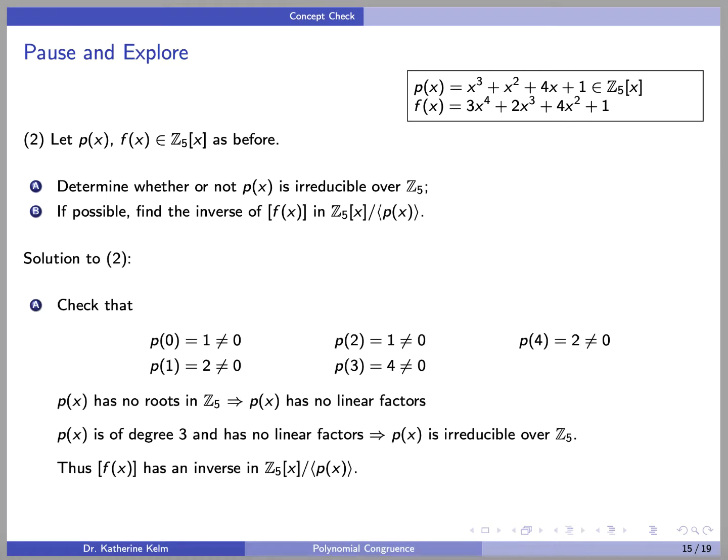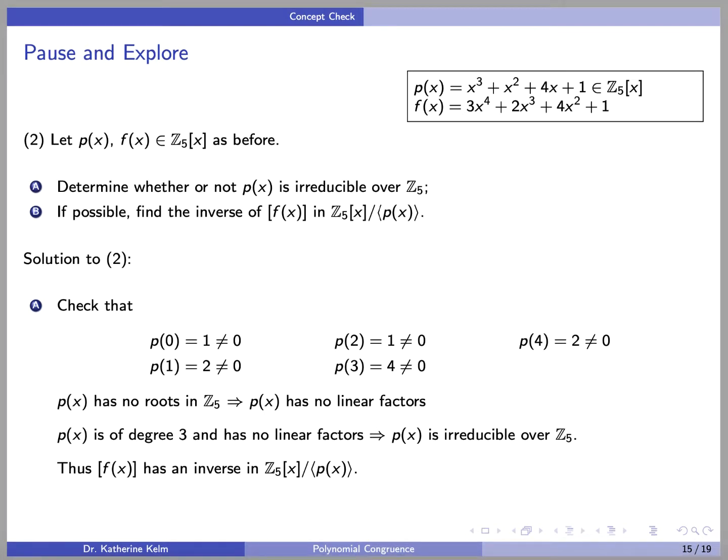So here's our solution. For part A, we can check that p of x has no roots in Z5. There are only 5 elements to check, and you can just try them all and see that you do not get 0. So p of x has no linear factors by the factor theorem. Since p of x is of degree 3 and has no linear factors, p of x is irreducible over Z5.